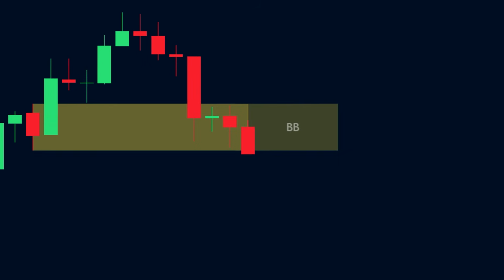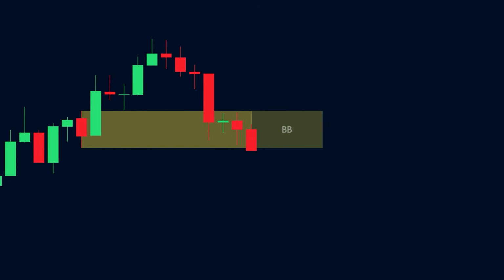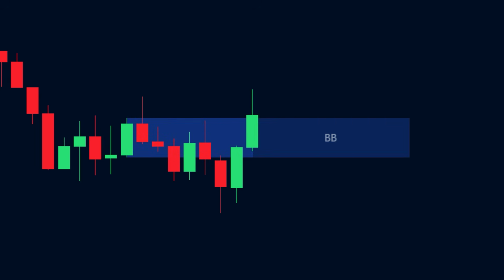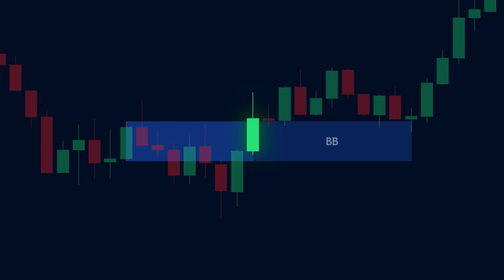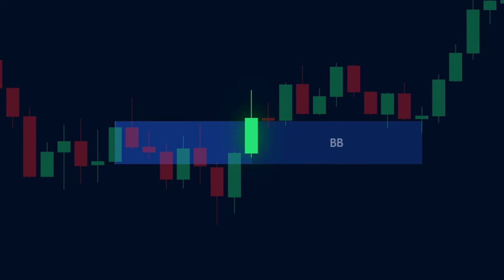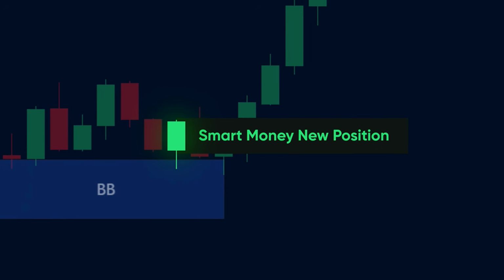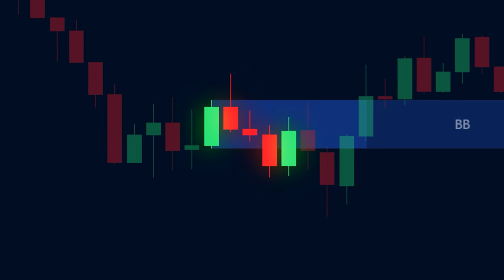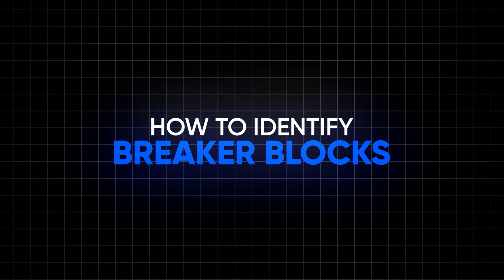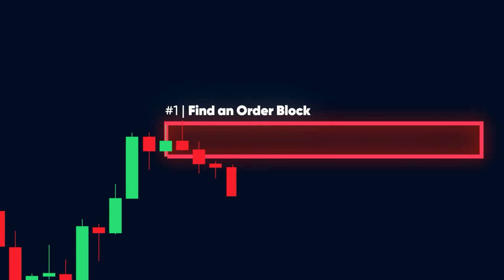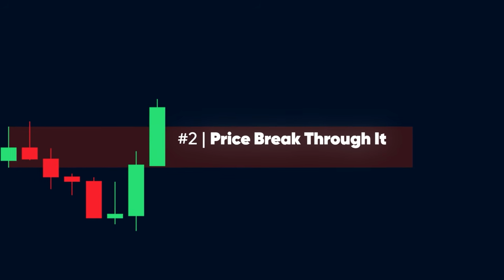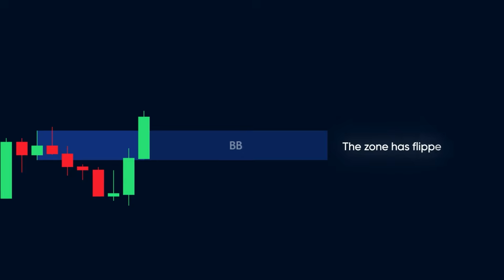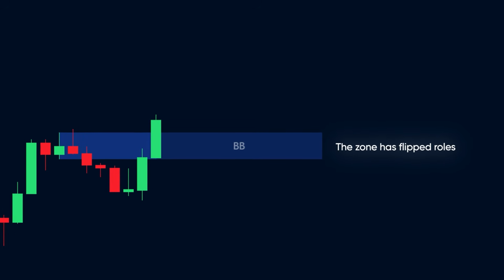If a bullish order block breaks, it tells you buyers are exhausted and sellers have stepped aggressively. If a bearish order block fails, sellers are trapped and buyers are now in control. That failure is your early sign that market structure is changing. It's where smart money starts positioning for the opposite move, while retail traders are still holding on to the old bias. So here's how you identify a breaker block. Step 1, find an order block. Step 2, watch price break through it with conviction. Step 3, that broken order block is now a breaker block. The zone that was supposed to provide support or resistance has flipped roles.